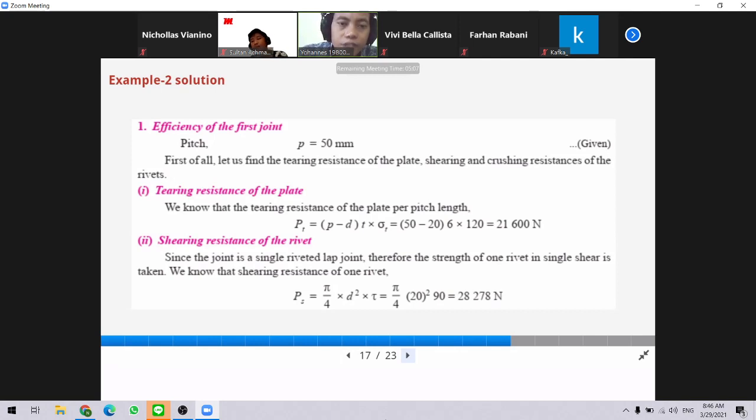And for shearing resistance, because we only put one rivet, because we have one column, so one rivet per pitch, here we have only a single shear area. This single shear area times the strength of the rivet material will give us 28,000 Newton, or 28 kilonewton.